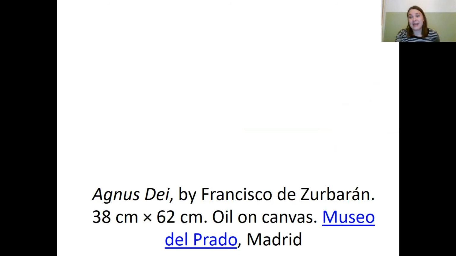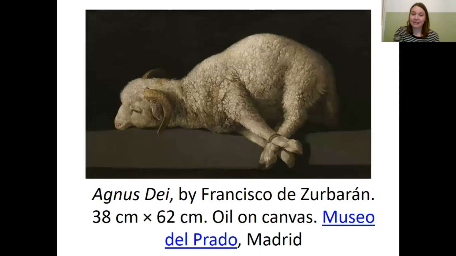Okay, the next image again is upsetting. This one is of a lamb which is being prepared to be slaughtered. And I think when I've done this in class before, for some people, this image is more upsetting than the other image. And again, I wonder if that's because we're kind of desensitized to the image of Jesus on the cross, whereas this image perhaps we don't see as often.